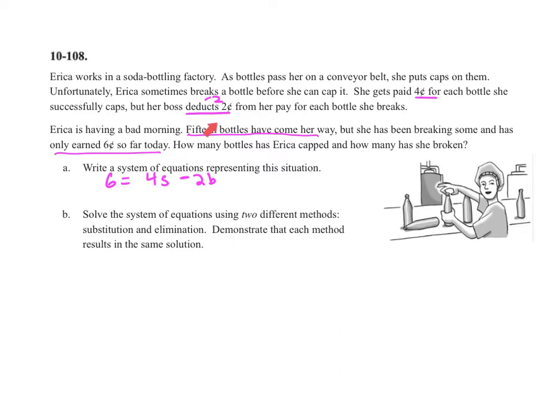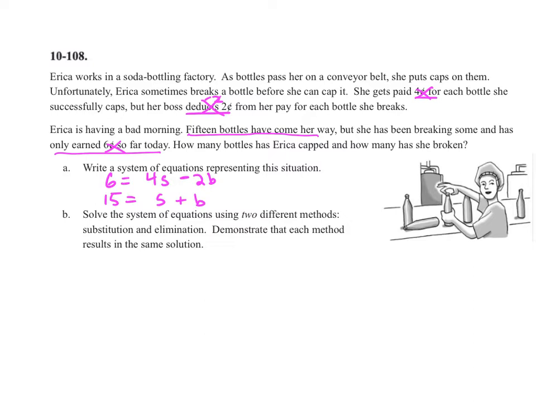Okay, then we need one more equation because we're looking for a system. So we need at least more than one. So far I've used this information, and I've used this information, and I've used this information. So my last piece, just if 15 have come her way, well, 15 bottles, that's just going to be based on the number that she capped plus the number that she broke. So there is our system, and that's it there.